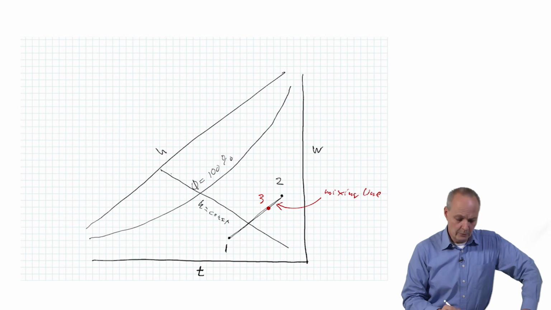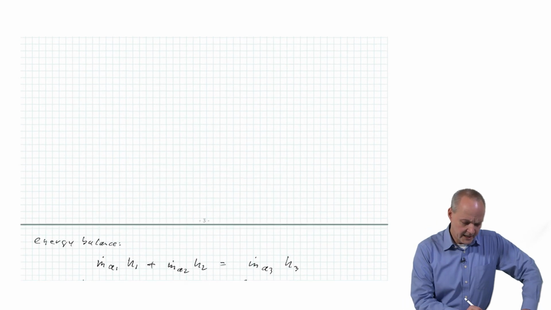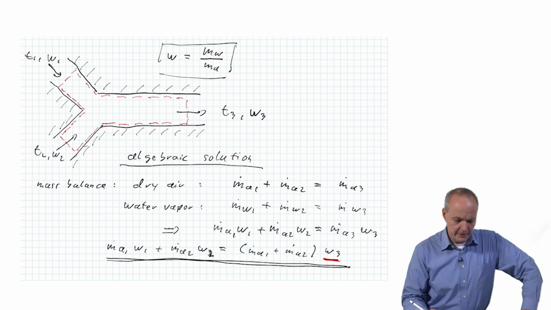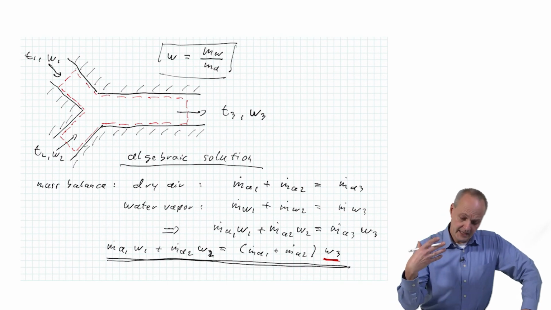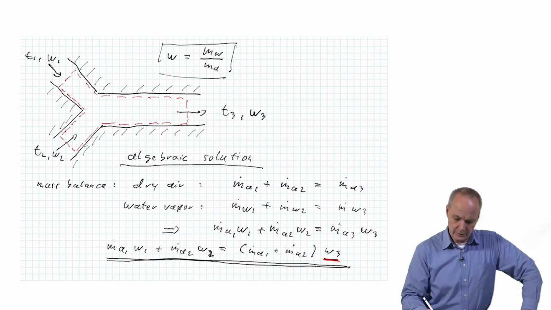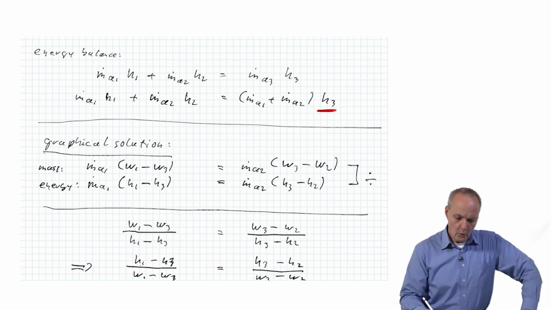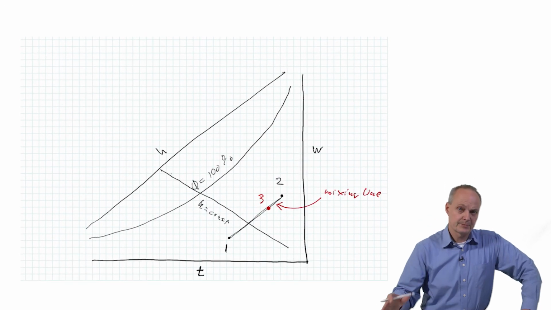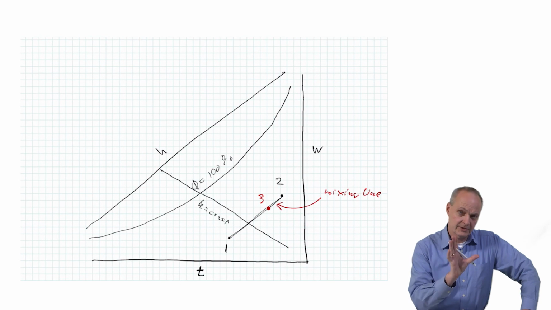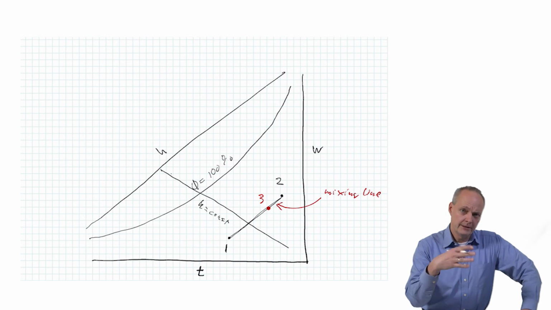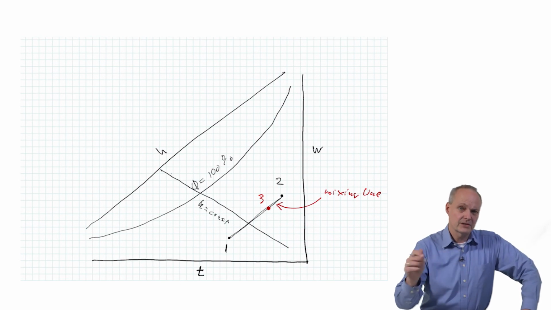Okay? So to summarize, you have two ways to treat the problem. You can do the algebraic solution: you take the mass balances and the energy balances, and you solve them for the properties of the mixed air. Or you have the graphical solution: in the psychrometric chart, you determine your states 1 and 2, and state 3 needs to be somewhere on the mixing line.